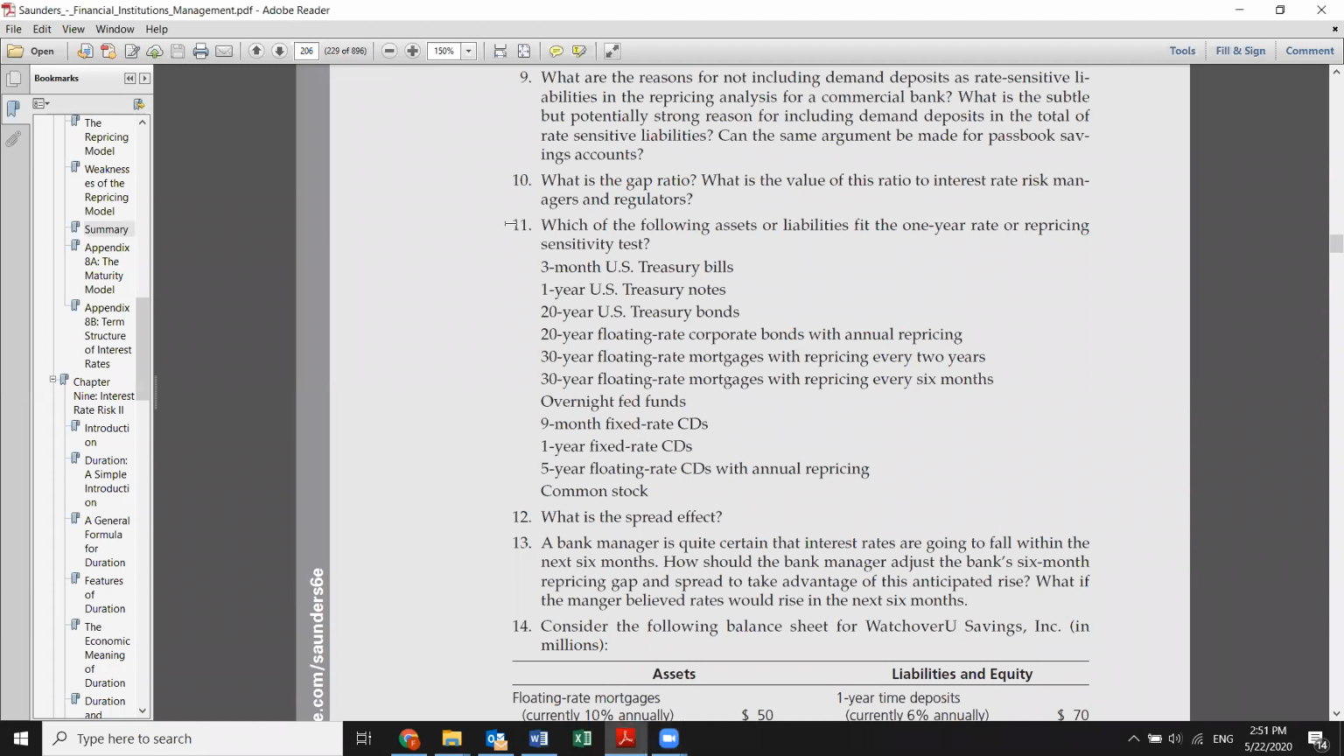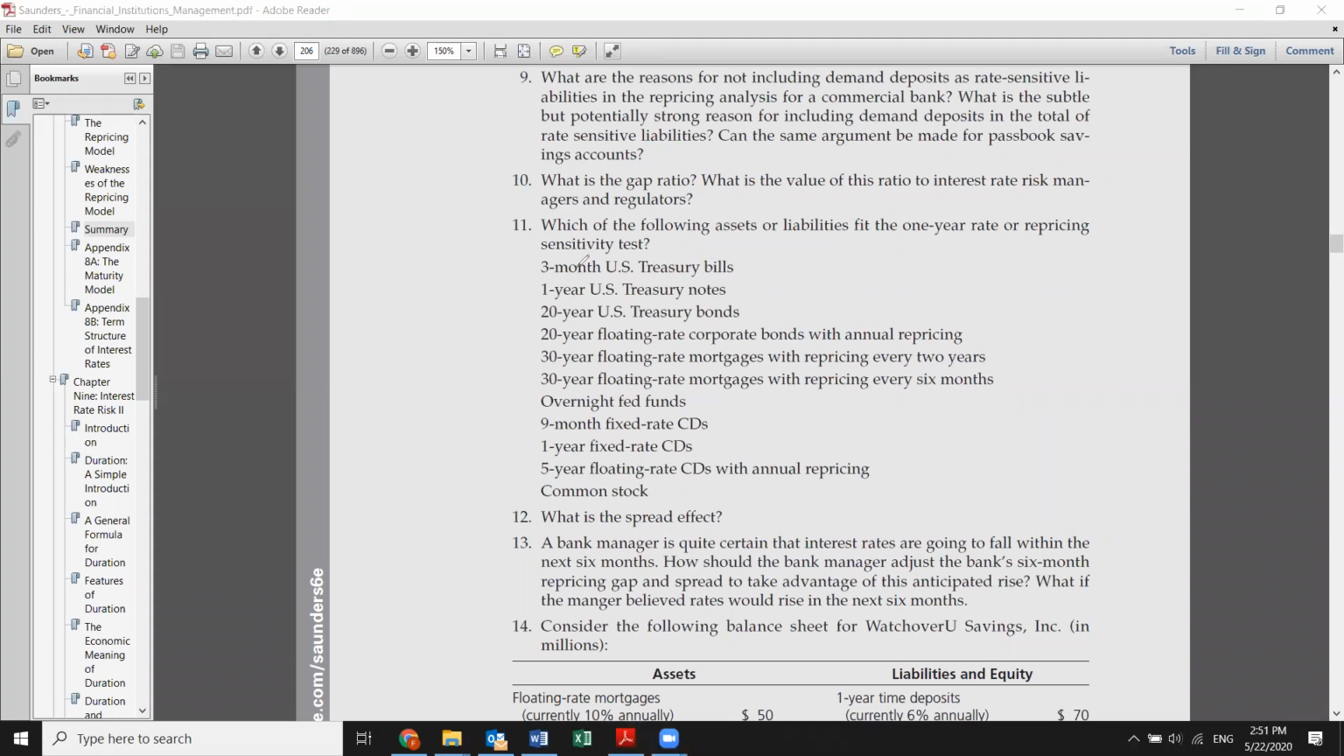So we start with question 11. The question asks which of the following assets and liabilities fit the 1 year rate repricing sensitivity test. So let us see what is included and what is not included in the sensitive assets and sensitive liabilities.